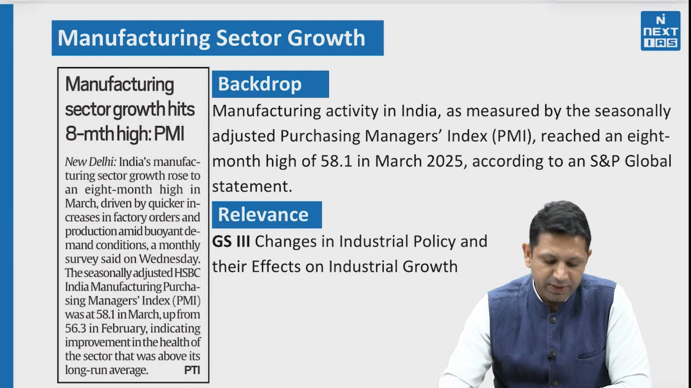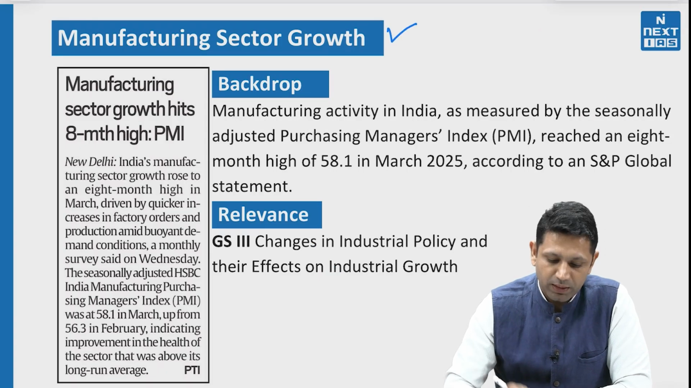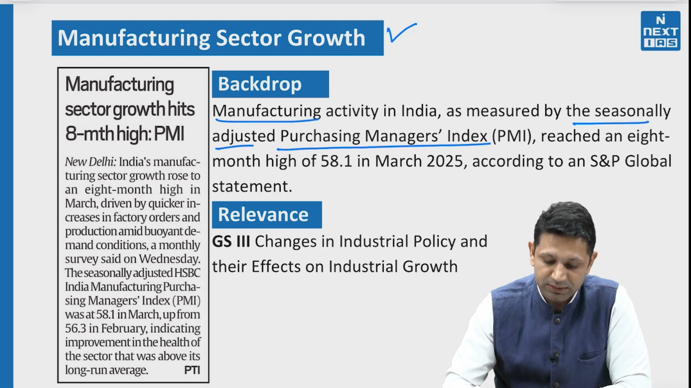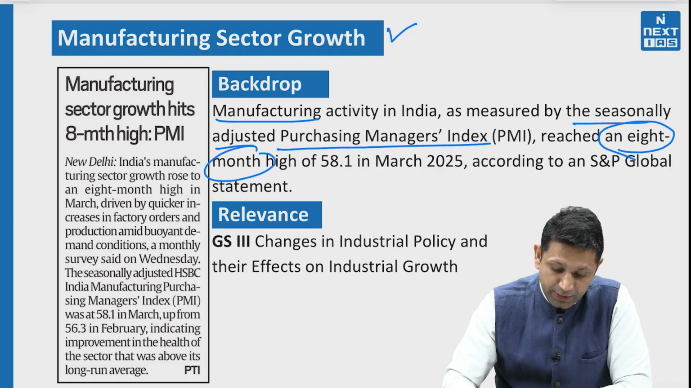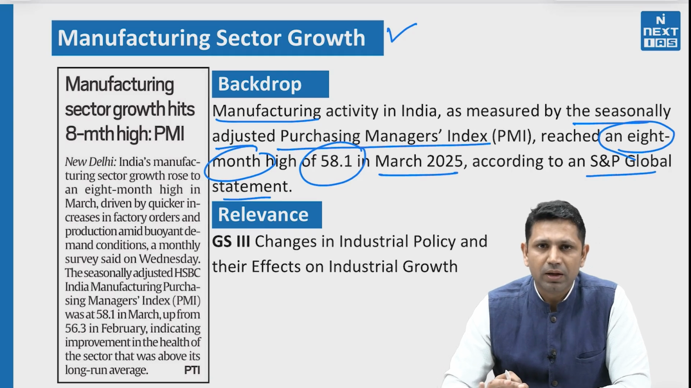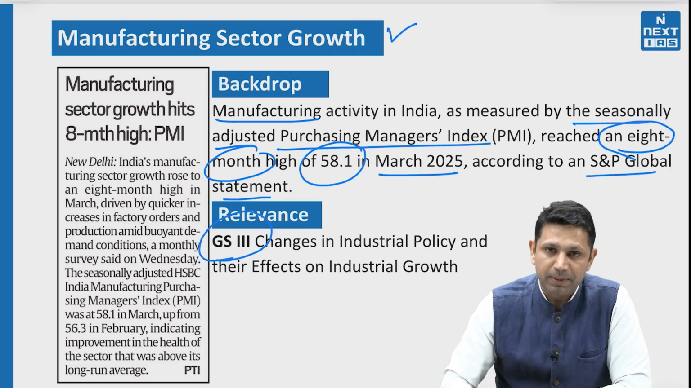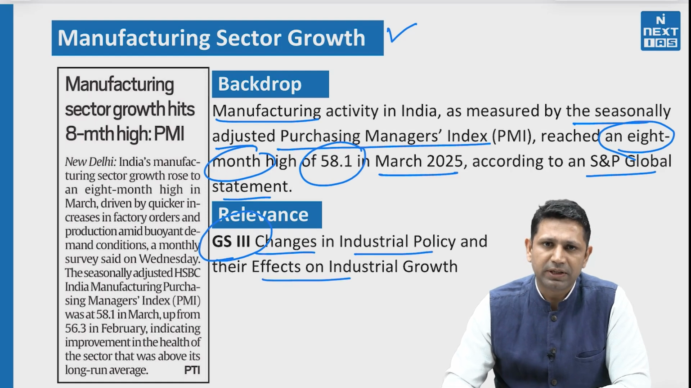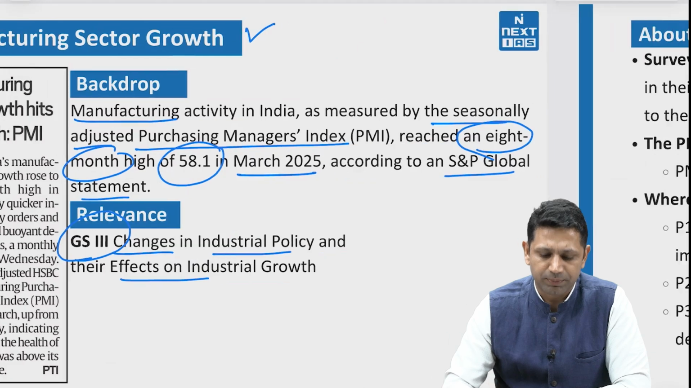The first topic that we have is manufacturing sector growth. It is in the backdrop that manufacturing activity in India, as measured by the seasonally adjusted Purchasing Managers Index, reached an 8-month high of 58.1 in March 2025, according to an S&P Global statement. It is relevant from GS paper 3, where it covers changes in the industrial policy and their effect on industrial growth. Also, in prelims, a question on PMI can be asked from you.